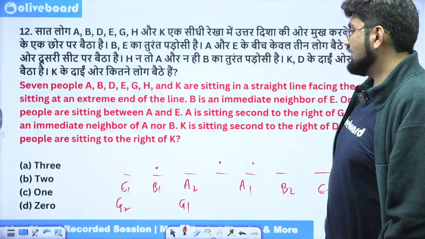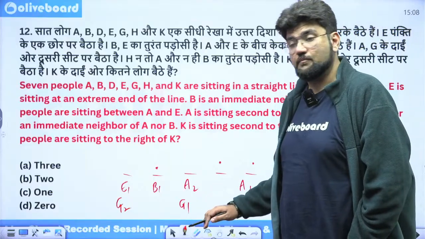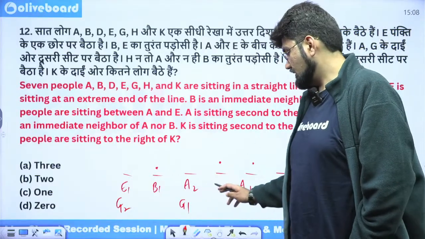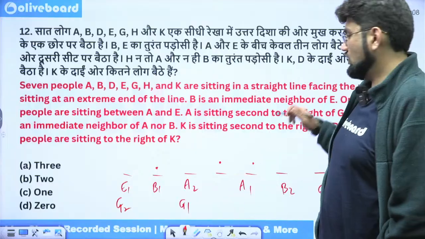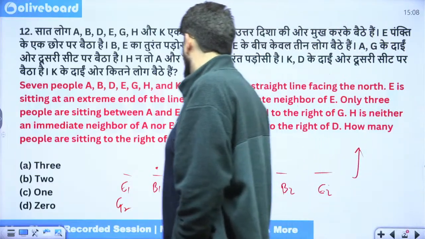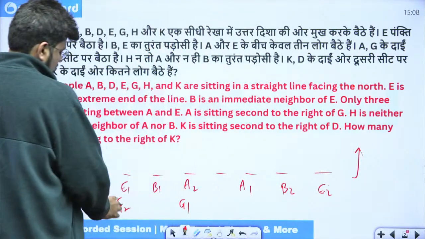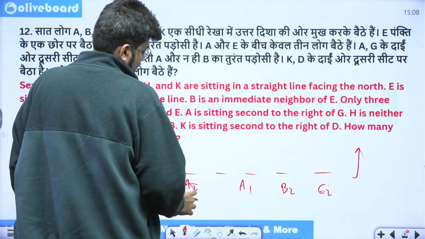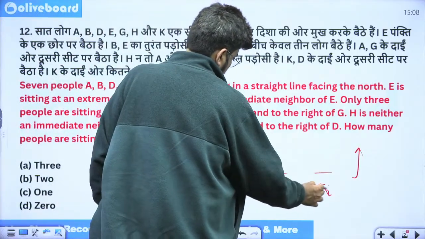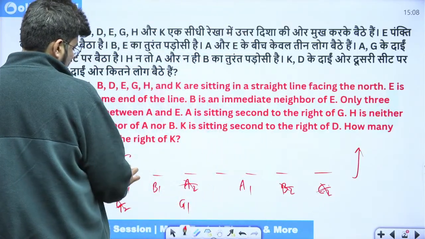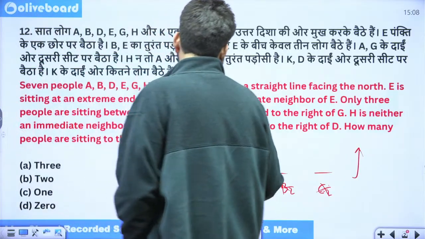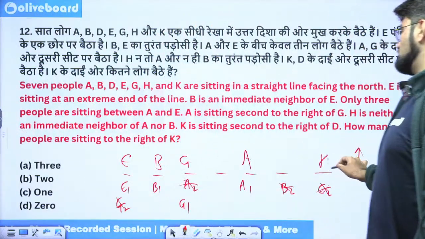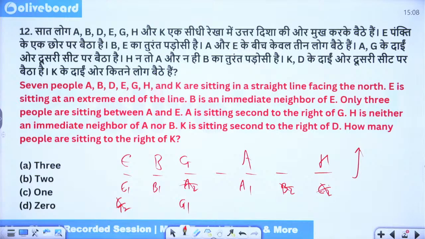Now they are telling us H is neither a neighbor of A nor B. H can't sit here, H can't sit here. Where will H sit? There is no place for H to sit now. That means part 2 is incorrect. So we'll cancel part 2 now, and we'll start from E, B, G, A. H does not sit next to A or B, so H will sit here.